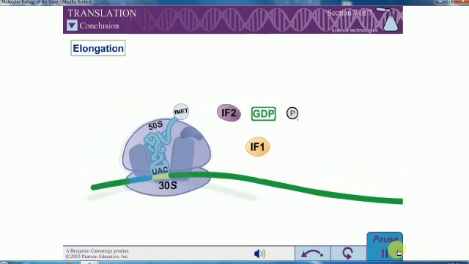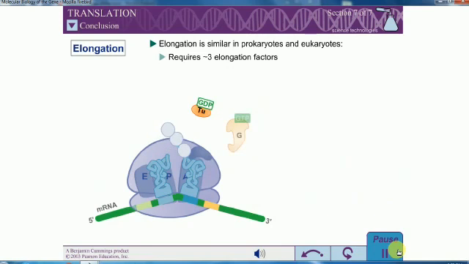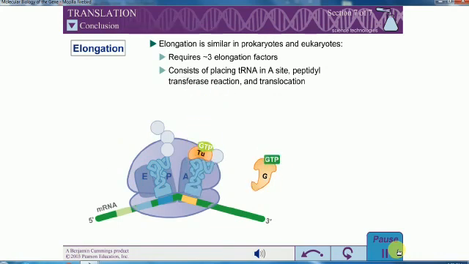Elongation is much more similar in prokaryotes and eukaryotes, and is facilitated by the involvement of elongation factors. During elongation, the ribosome translocates, or ratchets, along the triplet codons of the mRNA, linking together amino acids in the order dictated by the genetic code.